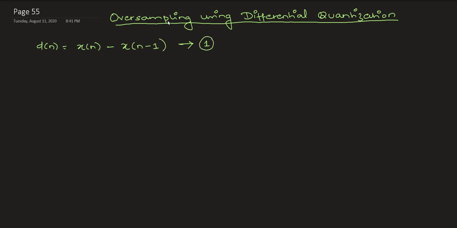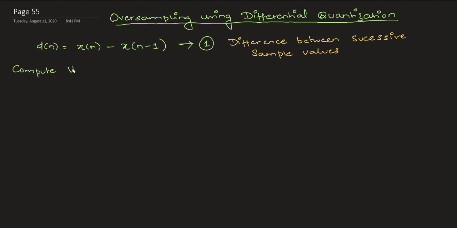So this quantizer takes the difference of values x of n minus x of n minus 1, and since these differences are very small in your oversampling, the quantizer designs are also going to be much simpler, and we will see why and how in the coming slides. So let's see a little bit about the differential quantizer.